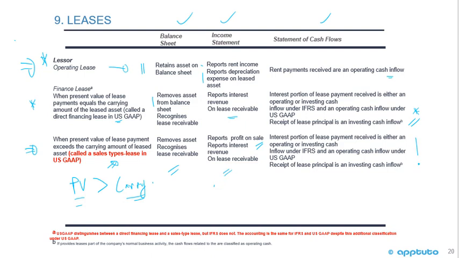And then this section is the same as above. The interest portion on the lease payment received is either operating or investing cash flow under IFRS, and it's operating under US GAAP. Receipt of the lease principal is an investing cash flow. And that's the last slide for this LOS.